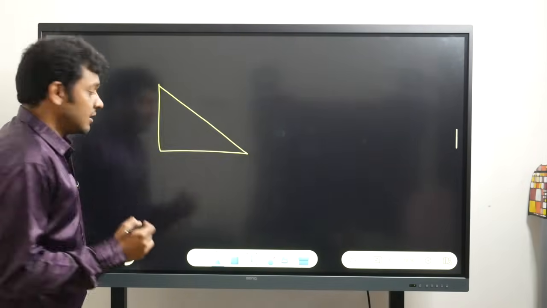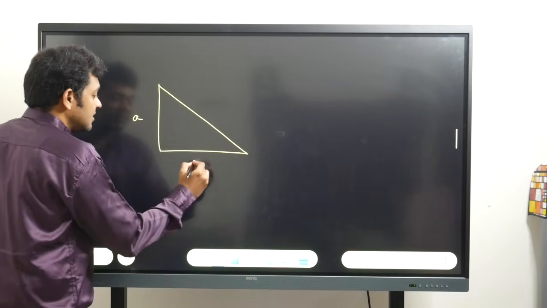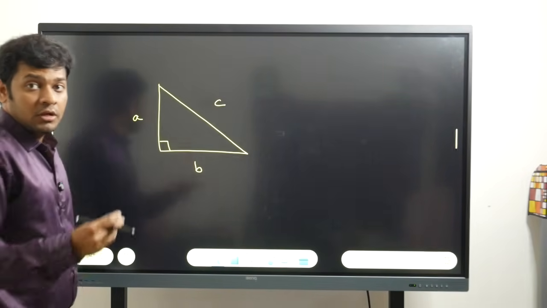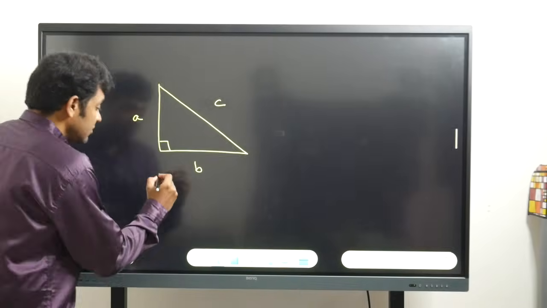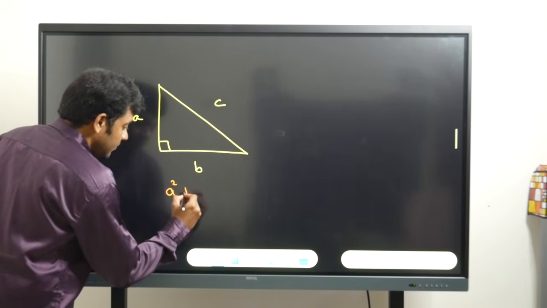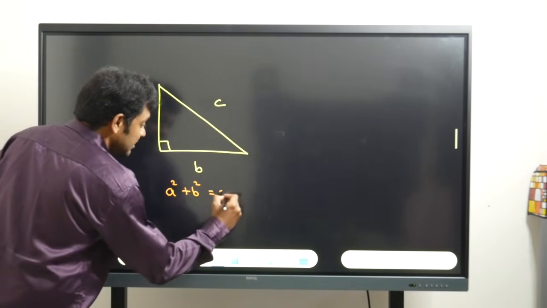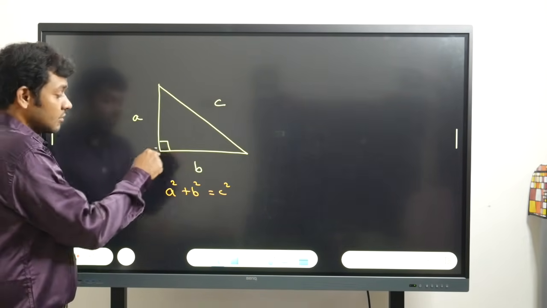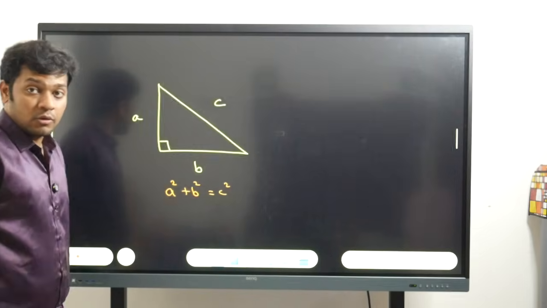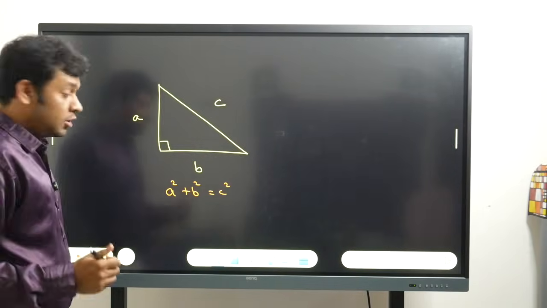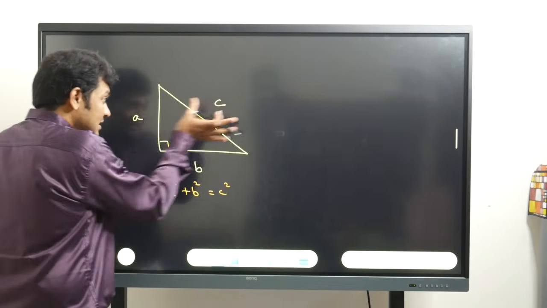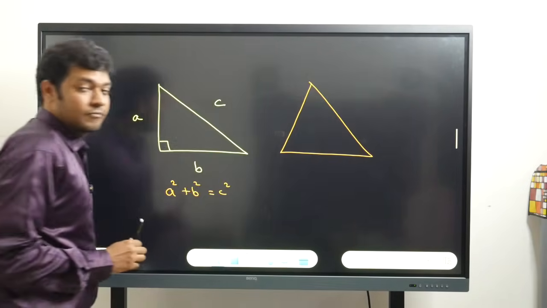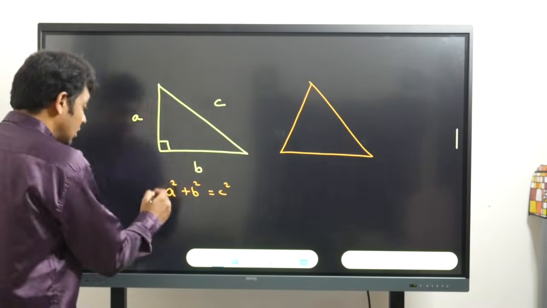In a right angle triangle, let me consider the smaller sides as A and B and the greater side as C. We have a theorem called Pythagoras Theorem, which says A square plus B square equals C square. So in a right angle triangle, A square plus B square is equal to C square. Everyone knows this. Same thing if I have to extend to an acute angle triangle. This theorem is called Pythagoras Theorem.